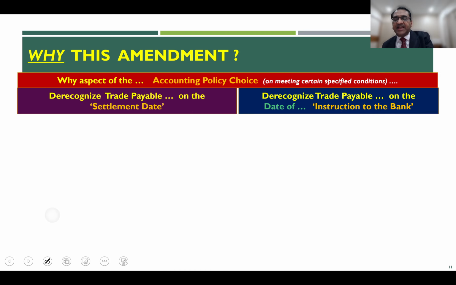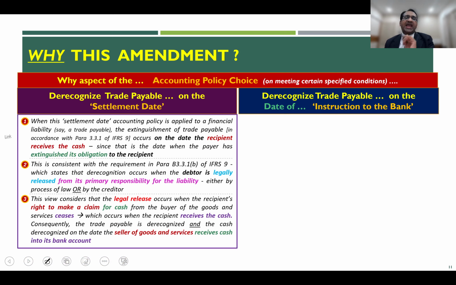Let us first see the left-hand side of our slide, wherein what is the reasoning why the trade payable, or the financial liability, should be derecognized on the settlement date. Because the principles which are there in the standard, they have utilized it. So when this settlement date accounting is applied, that means the day when the foreign vendor receives the payment, the extinguishment of the trade payable happens. If you remember, under IFRS 9, paragraph 3.3.1 says that you will derecognize the financial liability when it is extinguished. So when you apply settlement date accounting, extinguishment of the trade payable in accordance with paragraph 3.3.1 will happen on the day when the foreign vendor, the recipient, receives the cash.